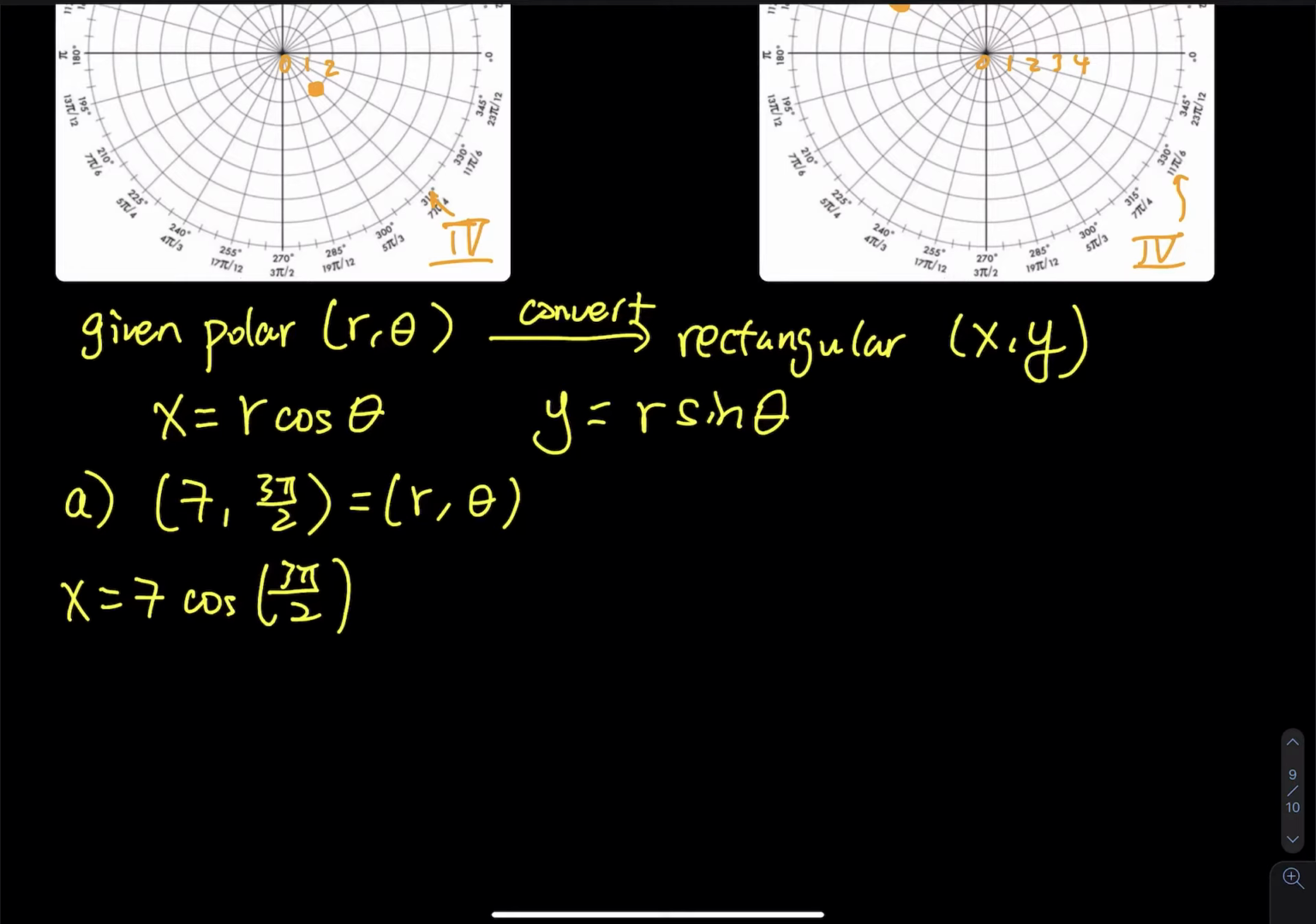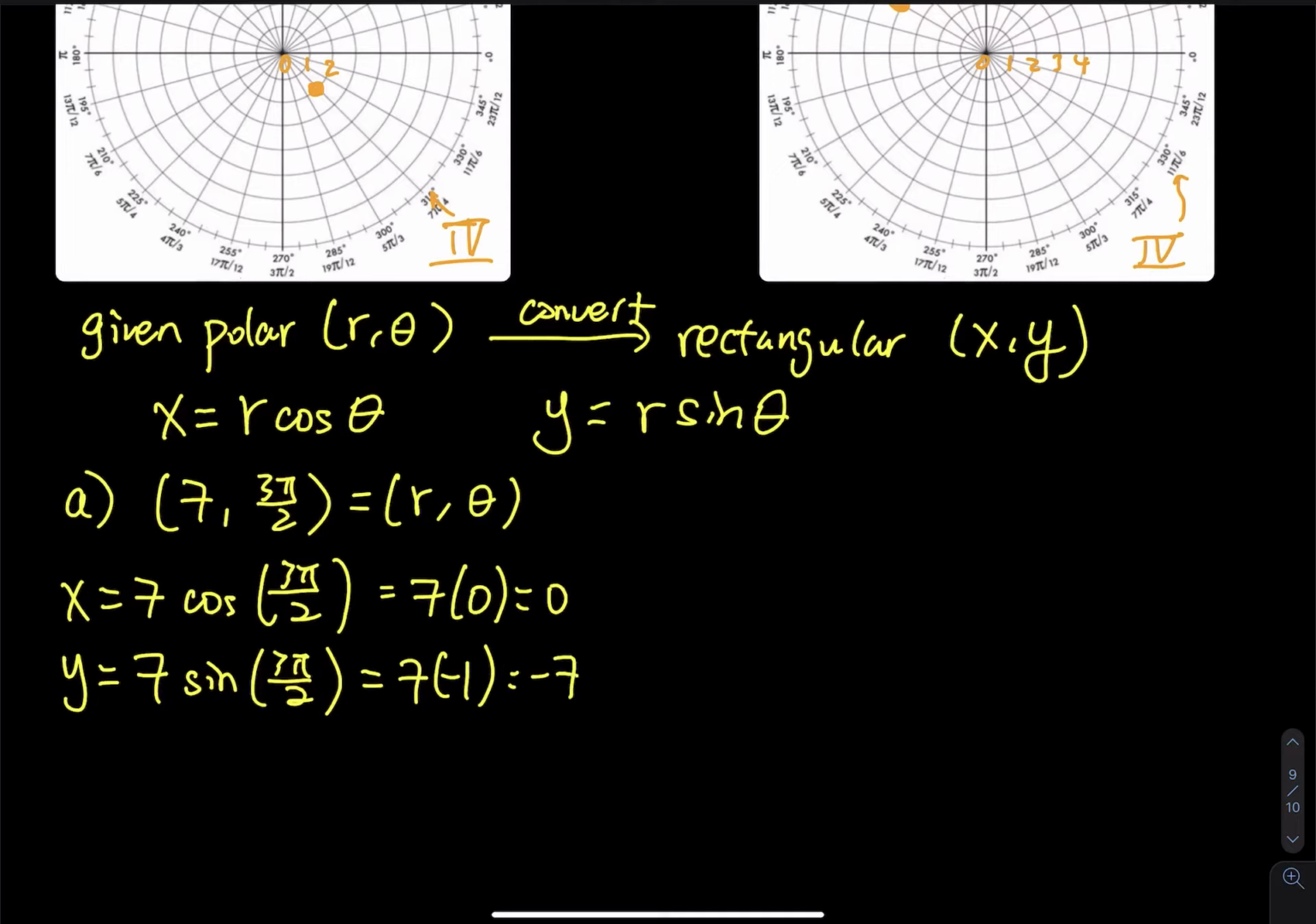So that one at 3 pi over 2, the y-axis between quadrant 3 and quadrant 4, x is equal to 0. So that will be 7 times 0 equals 0. And then y is equal to r times sine of 3 pi over 2. At that point, y is equal to -1. So 7 times -1 is -7. So therefore, my Cartesian coordinate or rectangular coordinate is (0, -7).